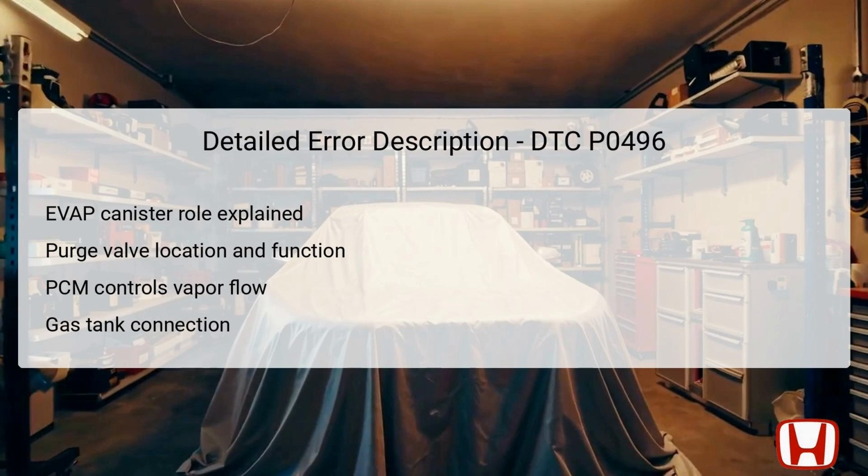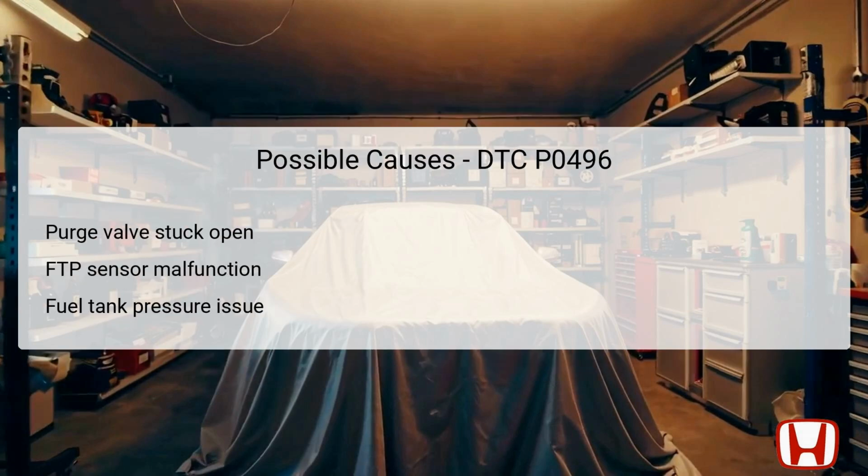The Powertrain Control Module, PCM, regulates this valve by adjusting its duty cycle based on engine conditions. This precise control helps maintain optimal engine performance while minimizing emissions. A malfunction, such as the purge valve being stuck open, can create a high purge flow condition, triggering the P0496 error code.